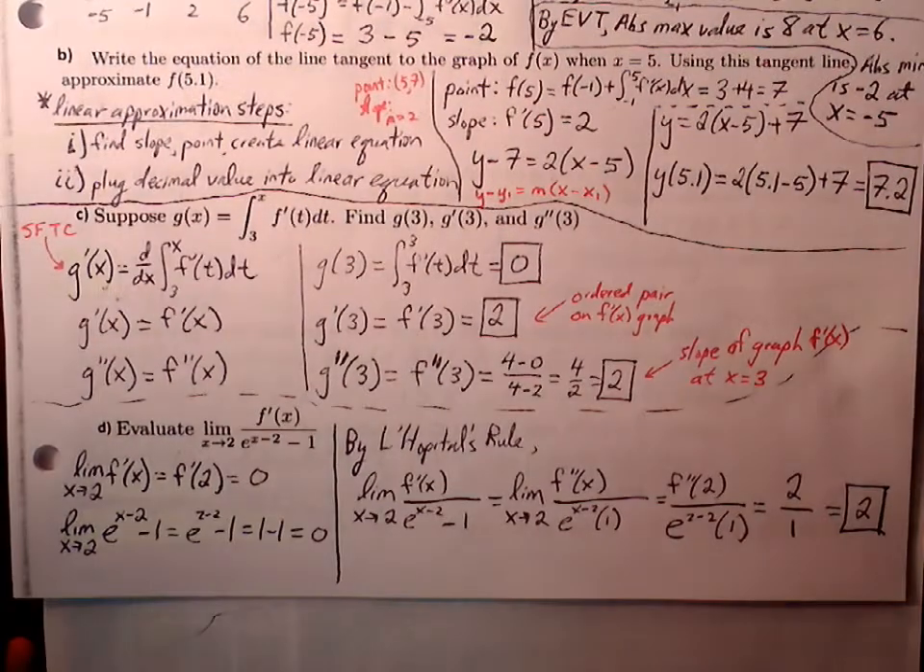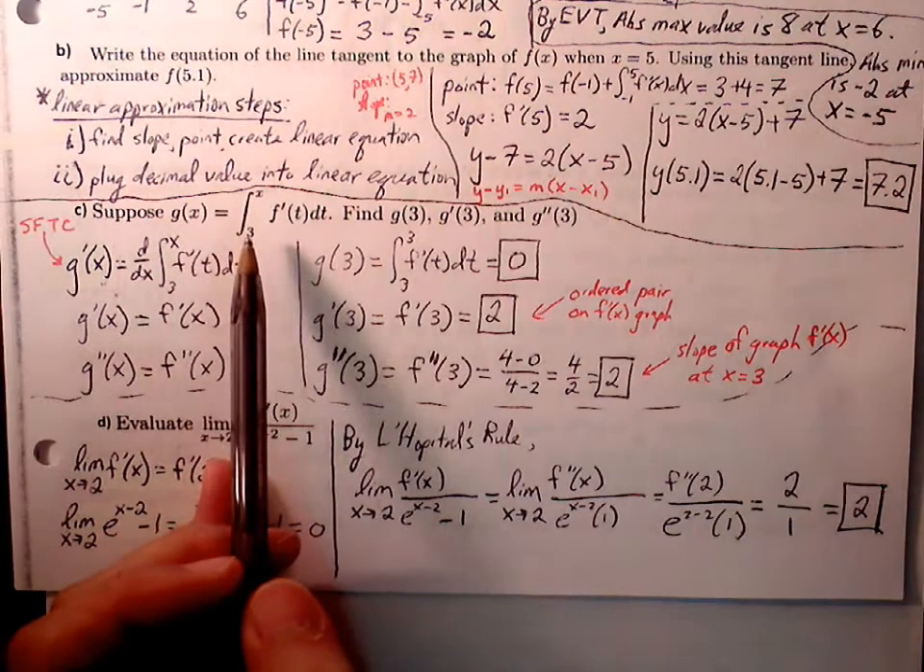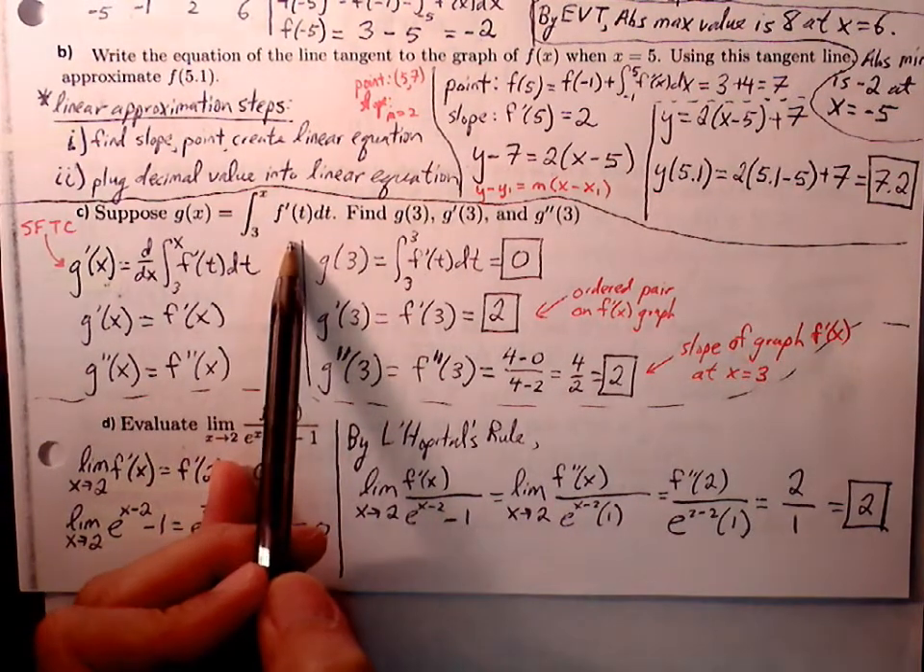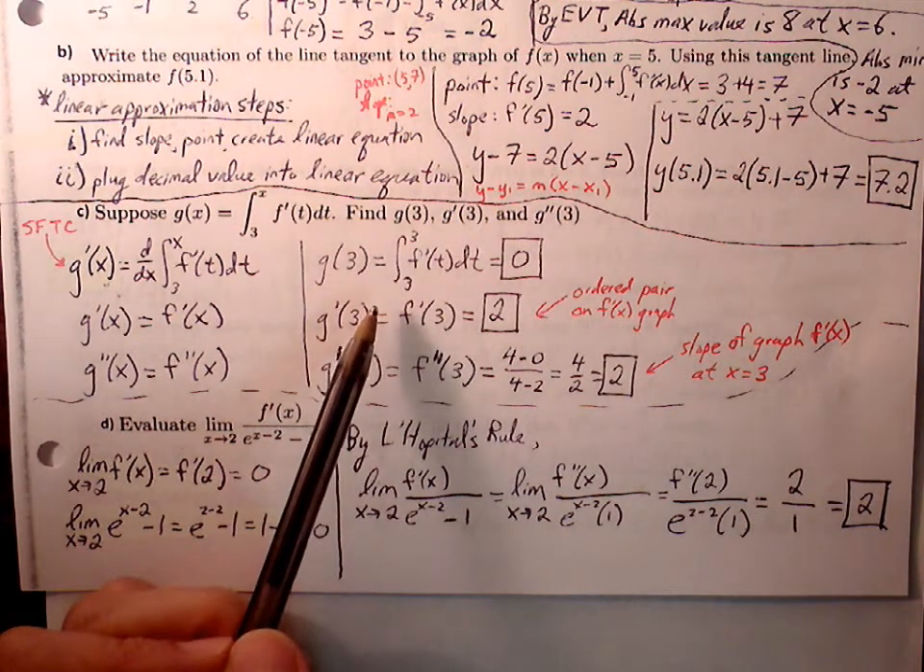All right, part C. Suppose that our definition for g of x is the definite integral from 3 to x of f prime. Find g of 3, find g prime of 3, and find g double prime of 3.